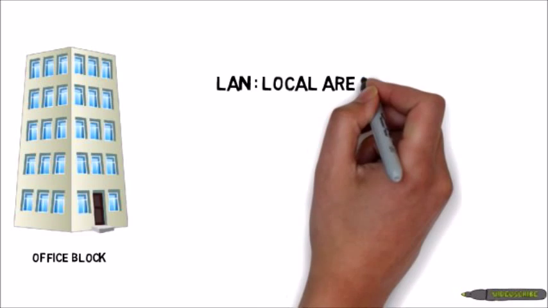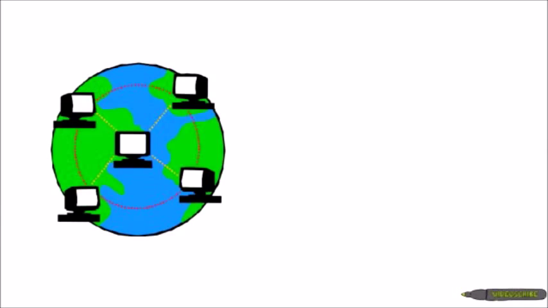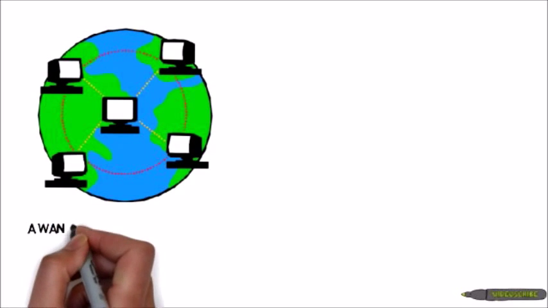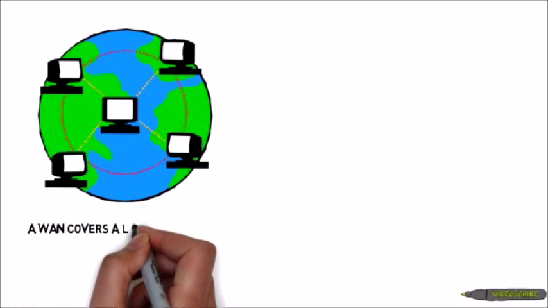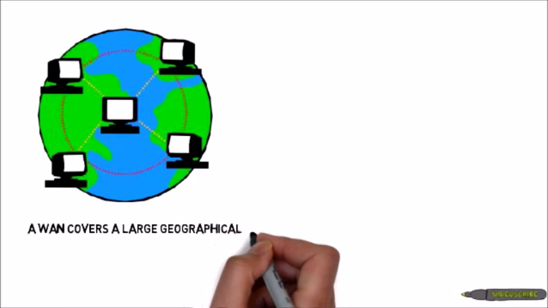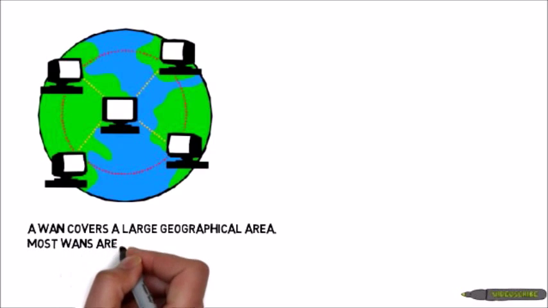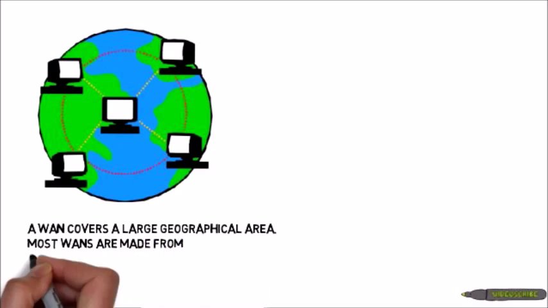So LAN stands for Local Area Network. So let's move on to WANs. A WAN stands for Wide Area Network, and it is similar to a LAN, but it is a lot bigger. A WAN covers a large geographical area, and most WANs are made up of lots of little LANs.